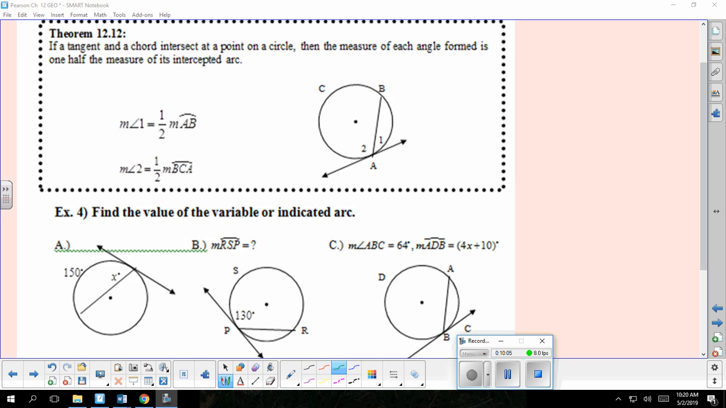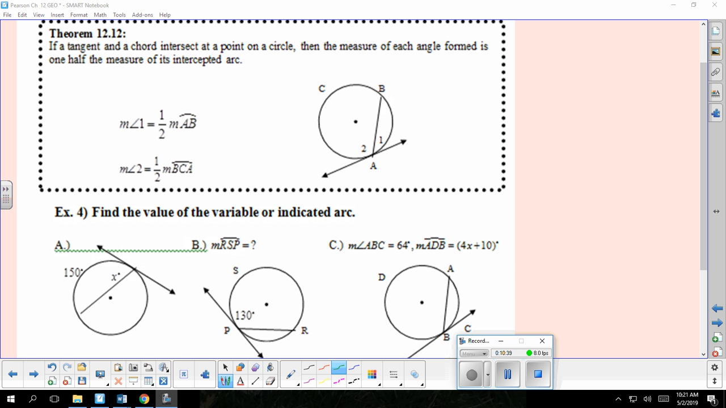All right, here we go. If a tangent and a chord intersect at a point on a circle. So we remember, if a tangent and a radius intersect, then we have a right angle there. But if a tangent and a chord intersect at a point on the circle, then the measure of each angle formed is 1/2 the measure of the intercepted arc.